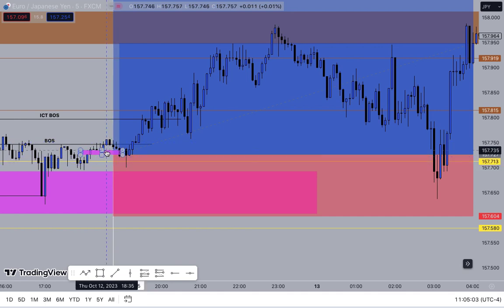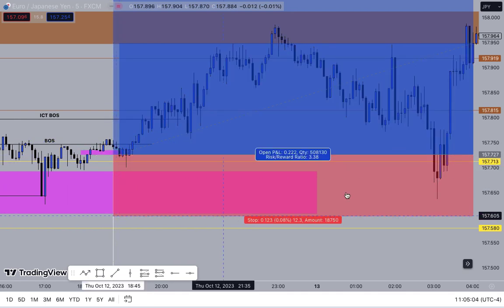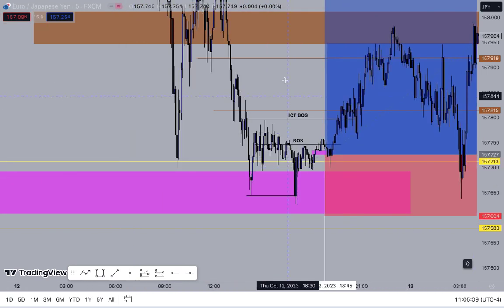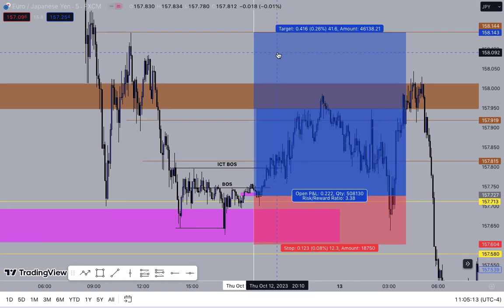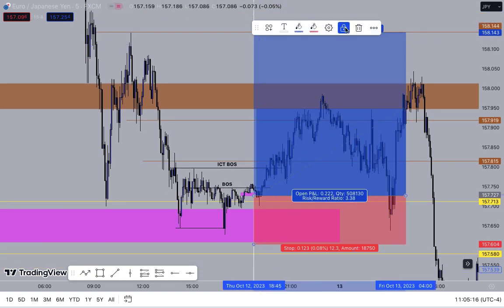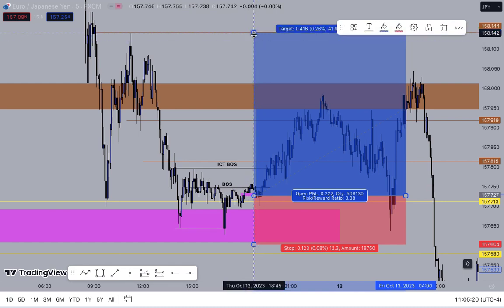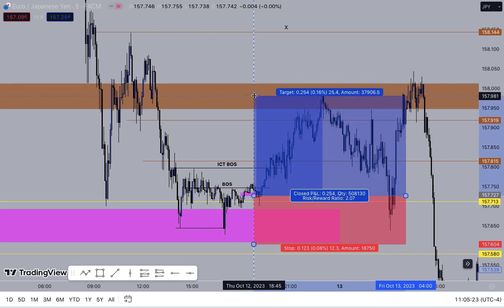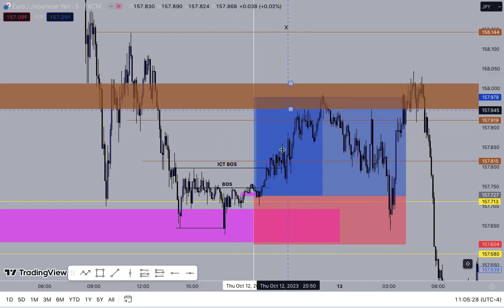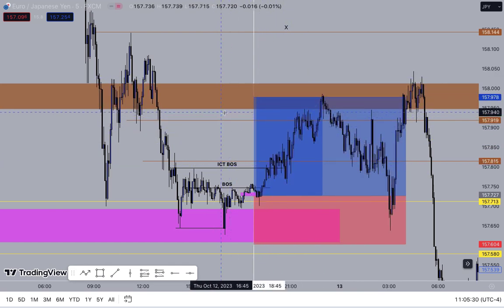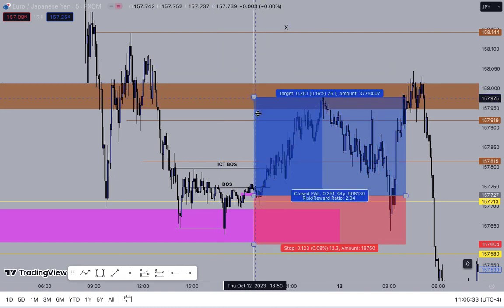Then my stop loss is always below the last low. So that was it. The trade went at least 1 to 2 before coming back to stop me out at break even, because I moved my stop loss. Immediately I got 1 to 2, I took some profit and moved my stop loss to break even.